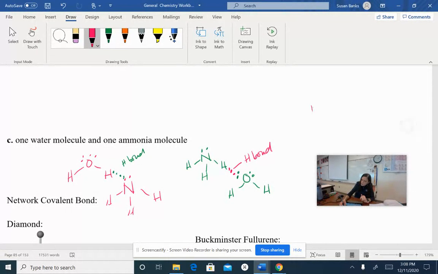Okay? So we have multiple ways that we can create hydrogen bonding. Now remember, hydrogen bonding is hydrogen with a fluorine, an oxygen, or a nitrogen.